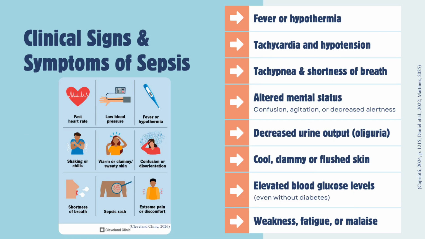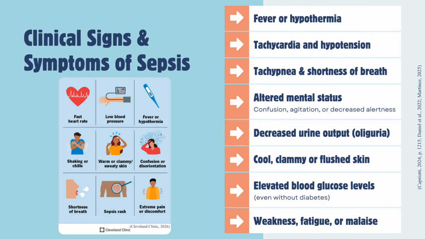In sepsis, patients present with a wide range of clinical signs and symptoms related to systemic infection and impaired perfusion. Common early findings include fever or hypothermia, along with tachycardia and hypotension as the cardiovascular system becomes compromised. Patients may also develop tachypnea and shortness of breath due to respiratory involvement. Neurologically, altered mental status is common and may present as confusion, agitation, or decreased alertness.